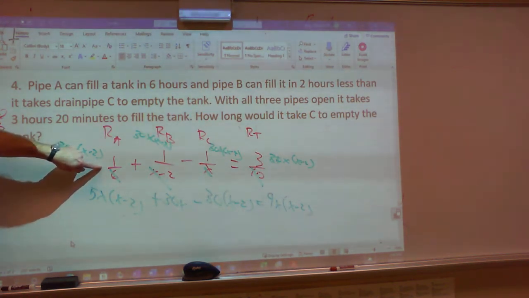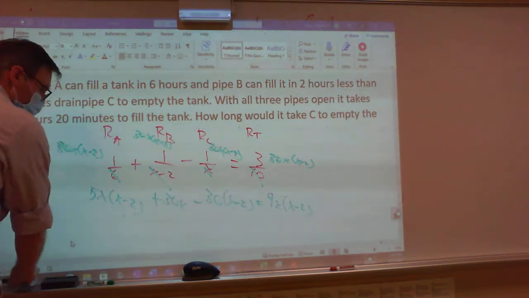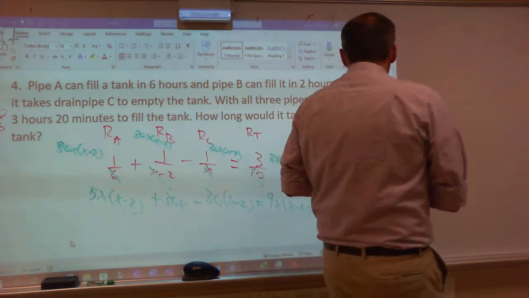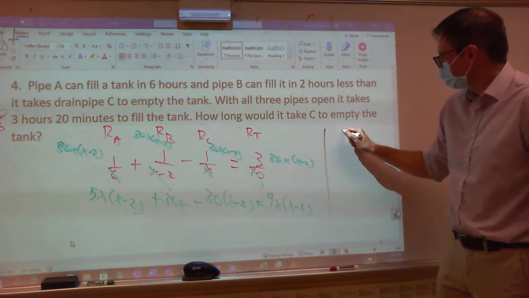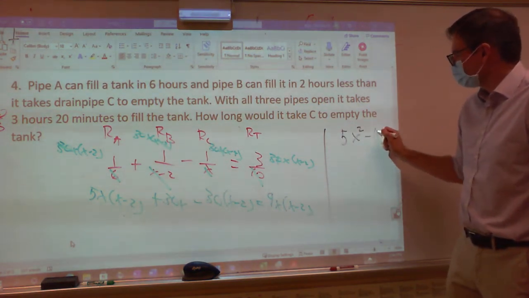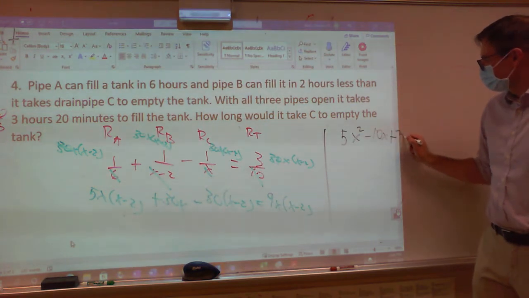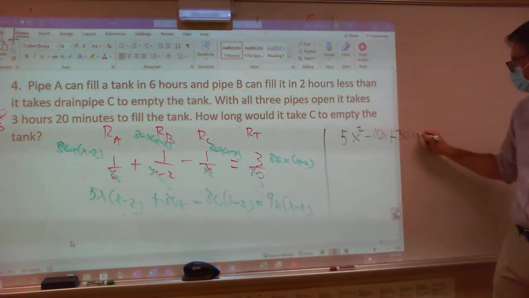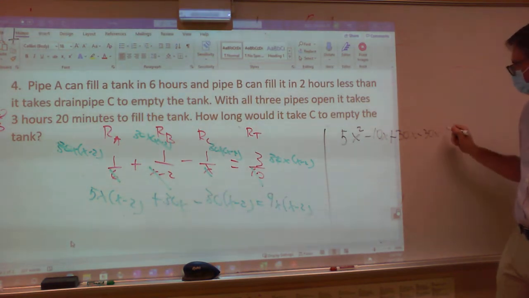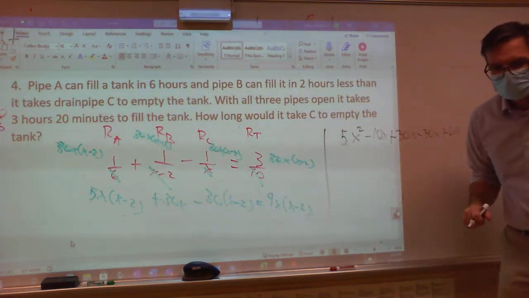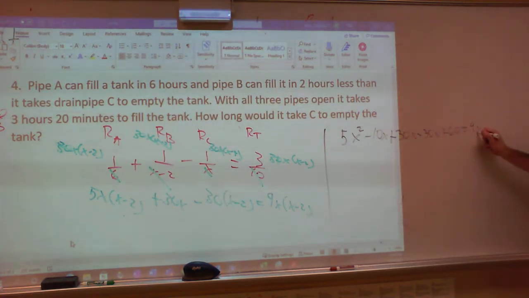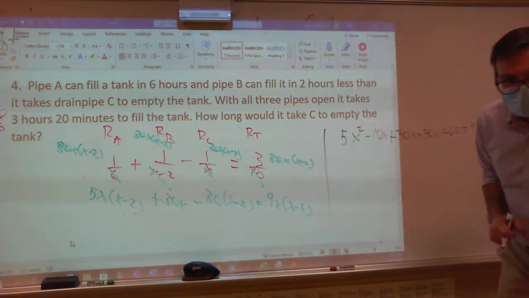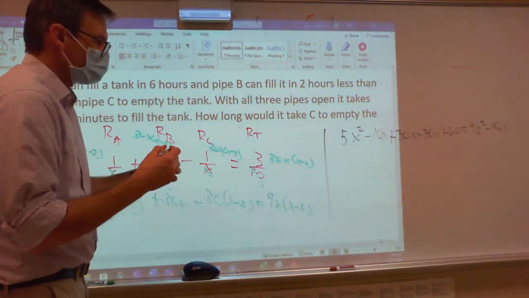And so now I've got to multiply some stuff out. 5x squared minus 10x plus 30x. When I distribute that, that gives me minus 30x plus 60. Hopefully I have enough room before the screen runs out. Equals, and when I distribute that, that's going to give me 9x squared minus 18x. And I think it fit on the screen.